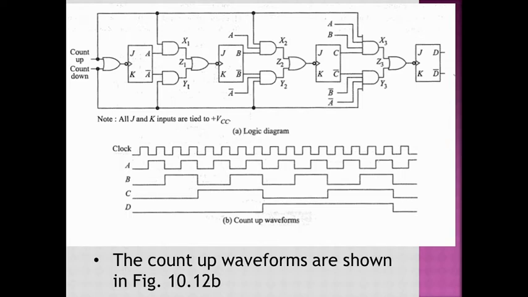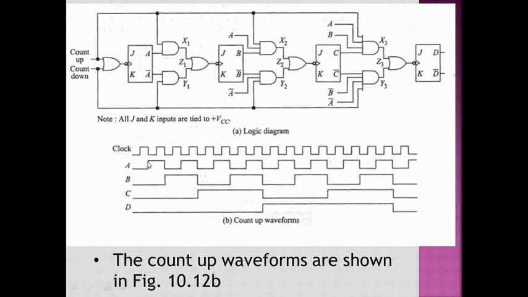So figure B, the count up waveforms, are shown here. You see that this is the clock waveform, 0, 1, 2, 3, etc. This is the clock waveform with the timeline. This is the output of A waveform. This is the output of B waveform, output of the C waveform, and output of the D waveform. The output of A is going to toggle, or change, whenever the clock makes a negative transition. That means when the clock goes from high to low, A is going to toggle.